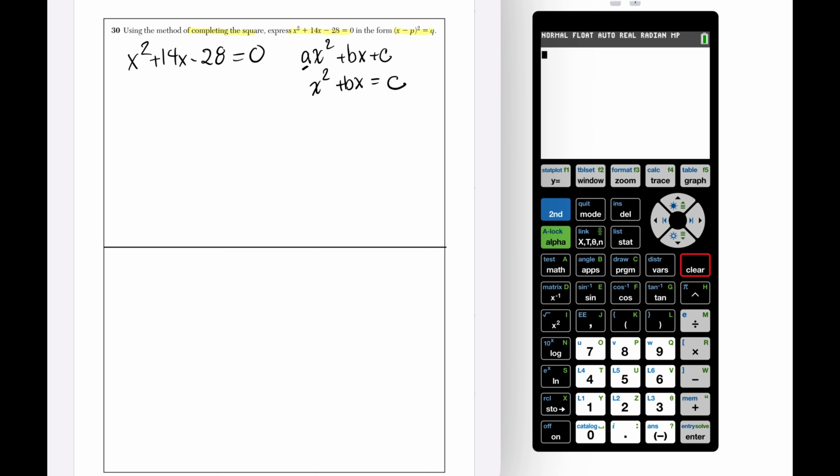And then what they're going to do is say, we're going to take, this is the part that I never used to remember, they will tell us to add b divided by 2, whatever this b term is, divided by 2 and square it to both sides. And so this never made a lot of sense to me. So in other words, I would have x squared plus 14x, and I would add the 28 to both sides.